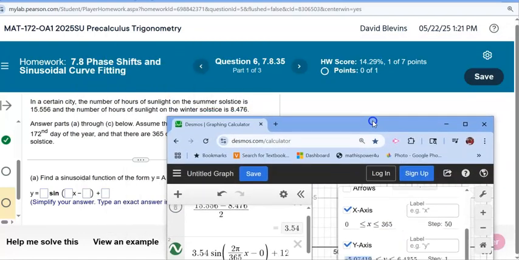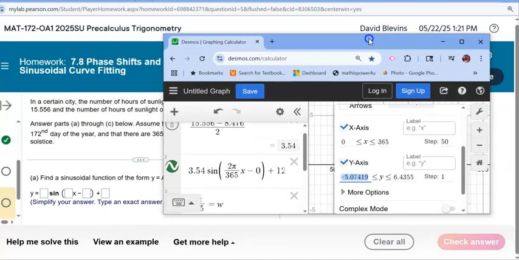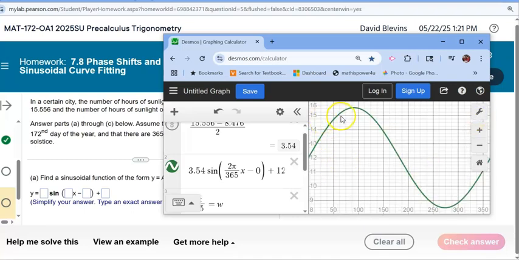And then this is the minimum and maximum that we're given. So this is the hours of sunlight. So this is 8.4, so I'm just going to make it 8. And then this one was 15.56. I'm just going to make that 16. And then we'll make that go up by 1. So there is our picture.